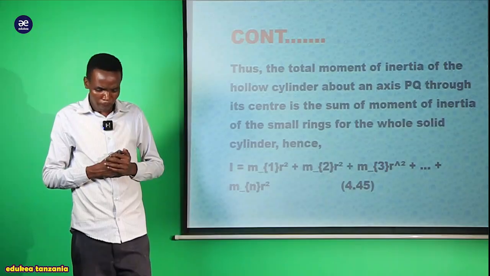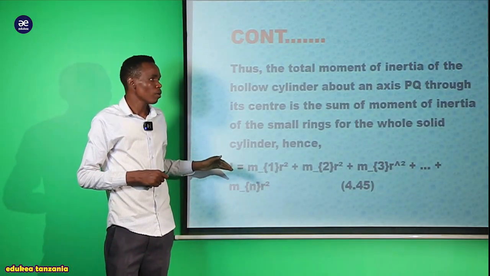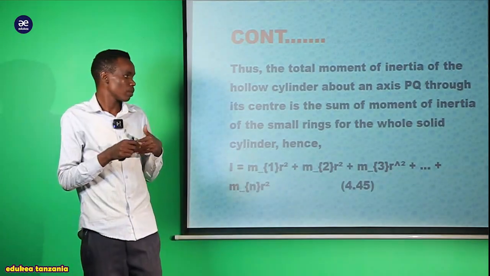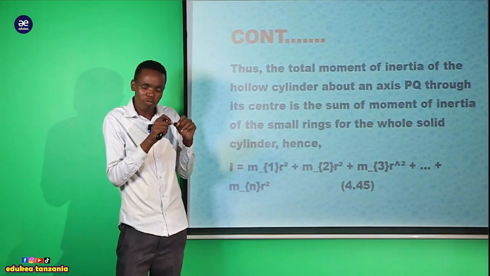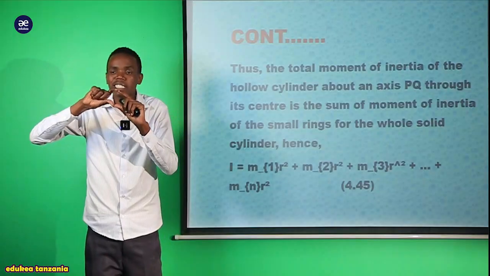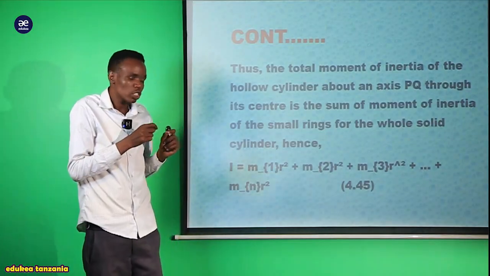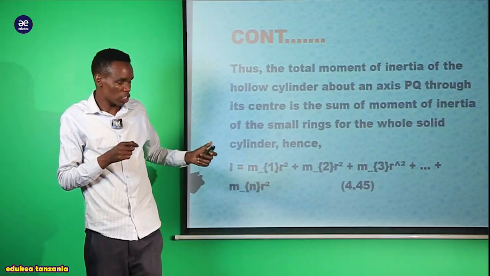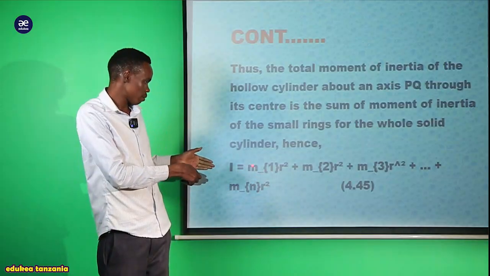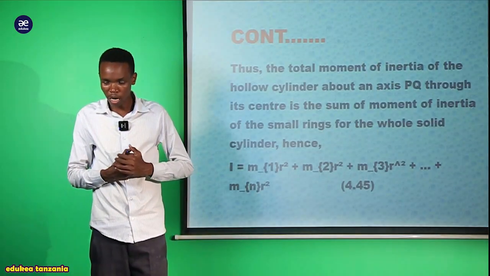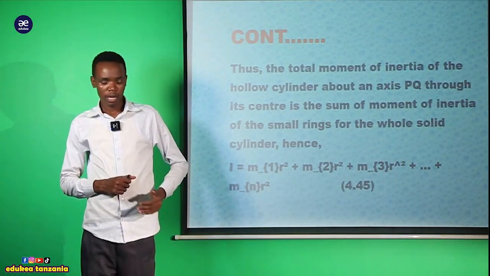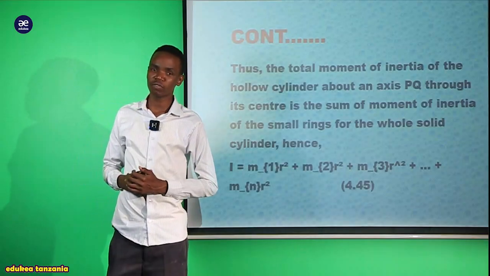Now my dear students, the total moment of inertia for the hollow cylinder must be equal to the sum of the moments of inertia of the small rings. That is, the moment of inertia of the hollow cylinder about the axis of rotation through the center will be equal to the summation of the moments of inertia of the small rings for the whole cylinder. That is why we have summed them here. This is how we can expect the moment of inertia. So by saying this, this should be our equation number 4.5 for our first topic.